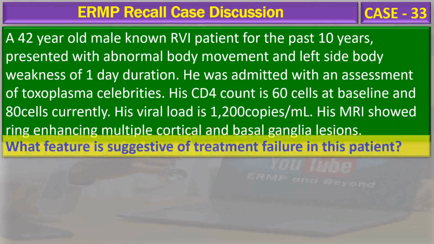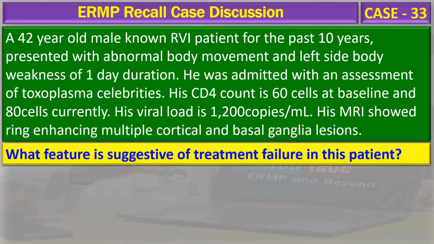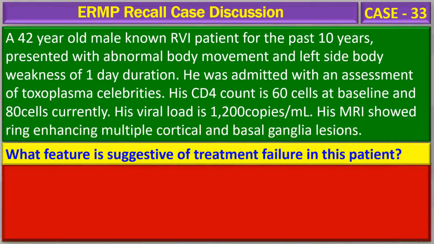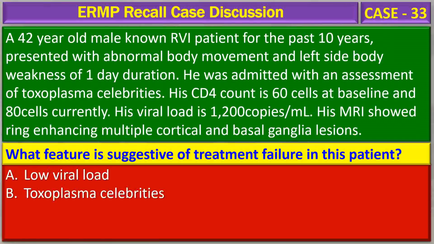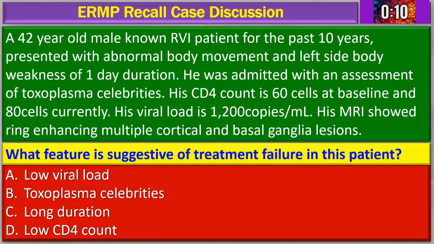What feature is suggestive of treatment failure in this patient? A. Low viral load. B. Toxoplasma cerebritis. C. Long duration. D. Low CD4 count.